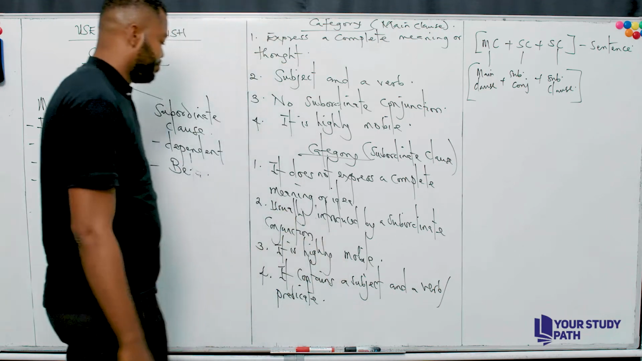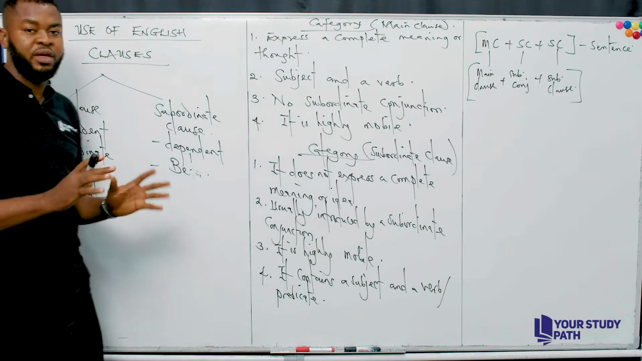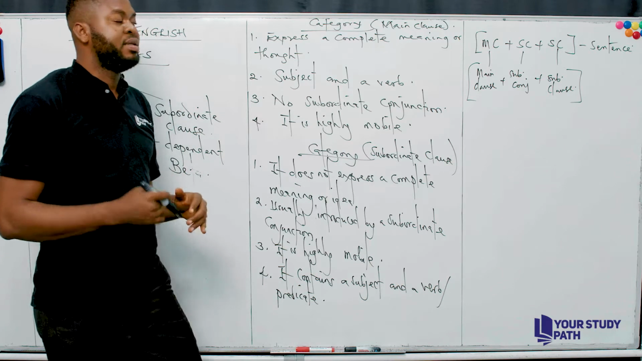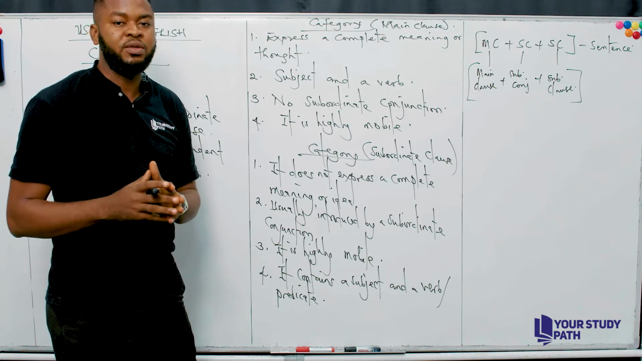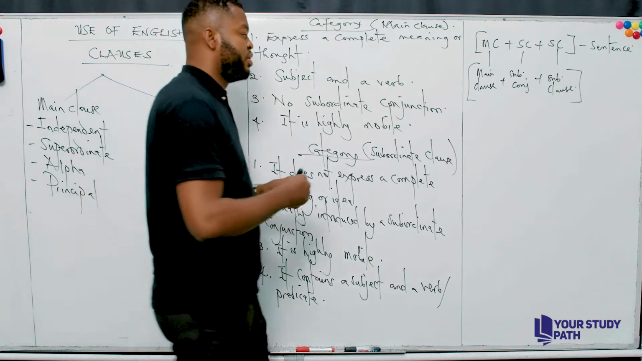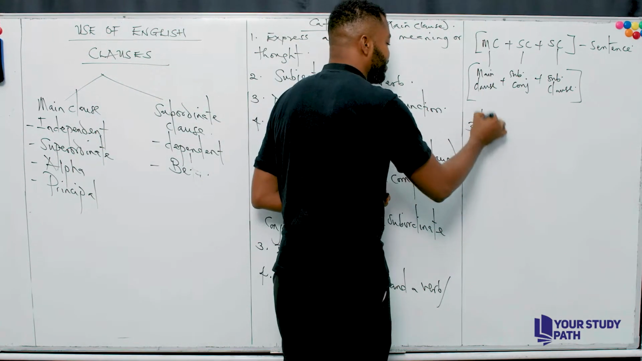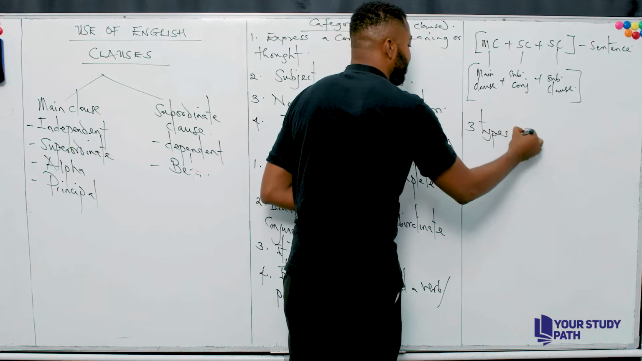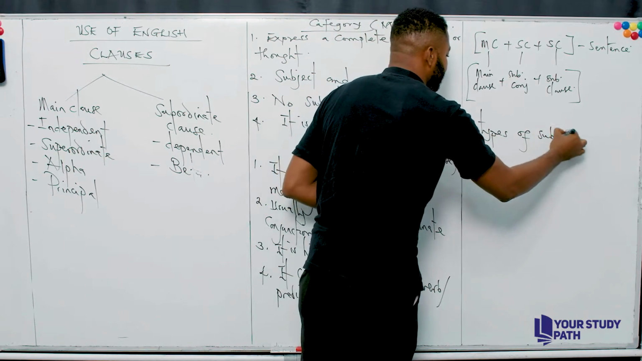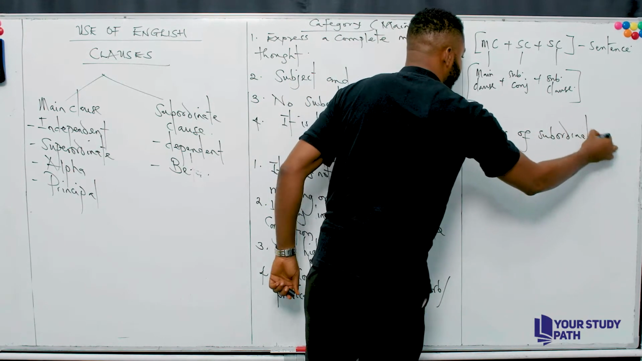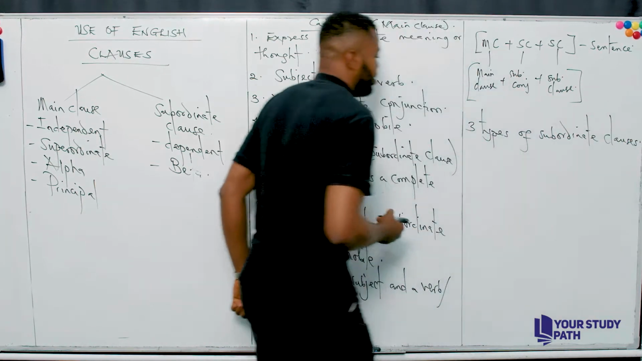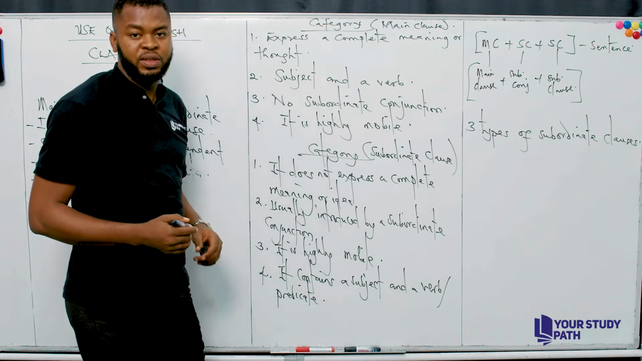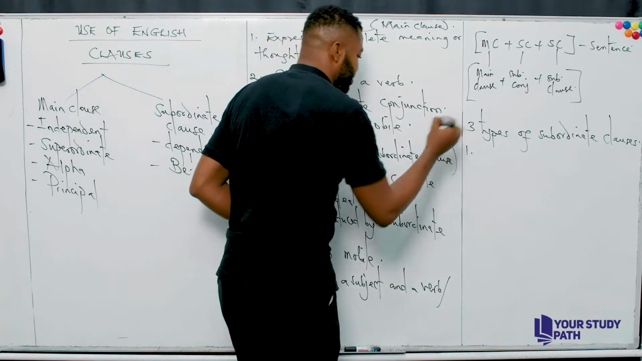Now, I've been able to give a basic summary. Now let's look at the 3 types of subordinate clauses. What are the 3 types of subordinate clauses? Let's examine the 3 types of subordinate clauses. The first aspect is known as what?